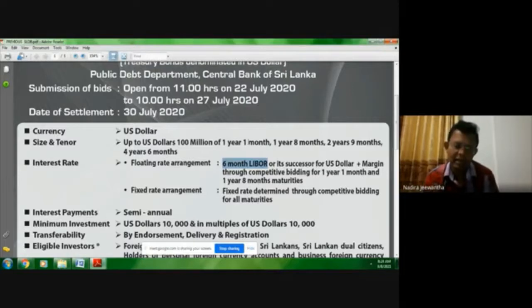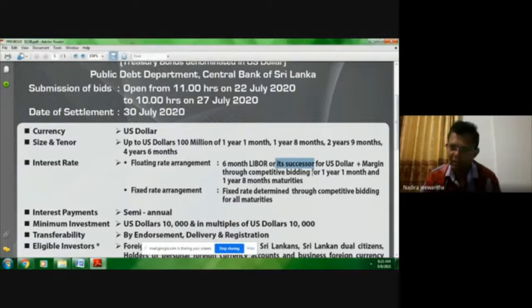When you are lending in dollars in your bank, you take LIBOR if it is variable, if it is not fixed, or its successor, US dollar margin through comparative bidding, 1 year and 1 month and these other tenors. What do you mean by its successor? We told you that in 2022 LIBOR is going to be scrapped. LIBOR will be no more. Different rates like SONIA and SOFR are coming into the scene. But presently you have LIBOR for lending and dollar investment, if it is variable. Even these days when lending in dollars, you can quote LIBOR plus a rate. That is variable.